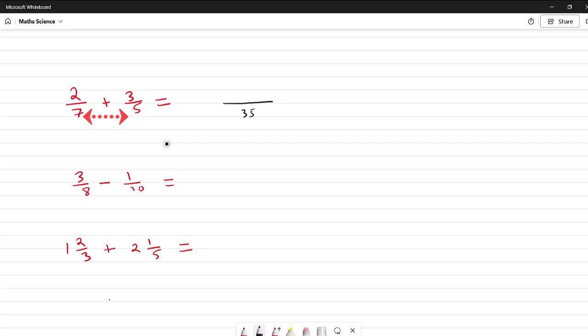The second step, we're going to multiply 5 with 2 and then 7 with 3. So 5 multiplied by 2, we get 10. And then we're going to carry the symbol here. Since we have a plus here, we're just going to put plus here. And then 7 times 3 is 21. Now 10 plus 21 is 31 divided by 35, and here's our answer.